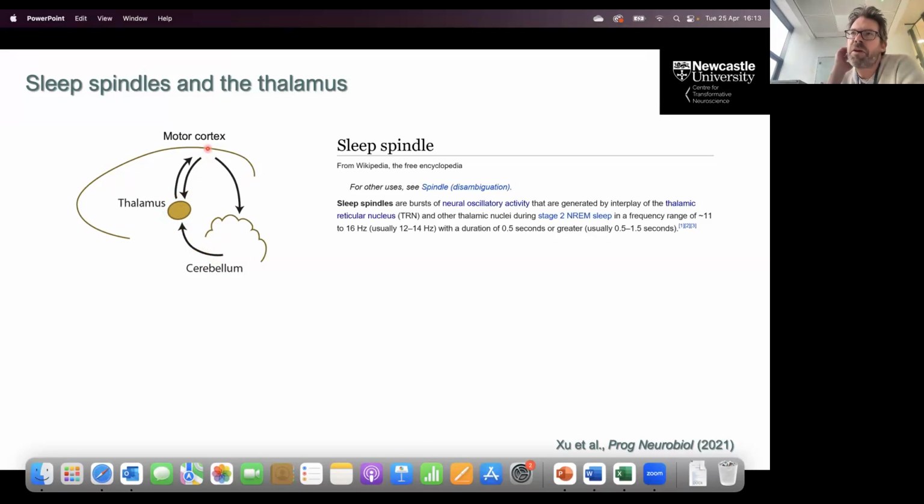Now it's worth noting that the original evidence for why sleep spindles emerged in the thalamus was early work by Steriade, who showed that if you lesion the motor cortex or the neocortex, spindles remain in the thalamus, but if you lesion the thalamus, you lose the spindles from the neocortex. But of course, lesioning the thalamus, you're also disrupting the input from the cerebellum. But anyway, extraordinary claims require extraordinary evidence.